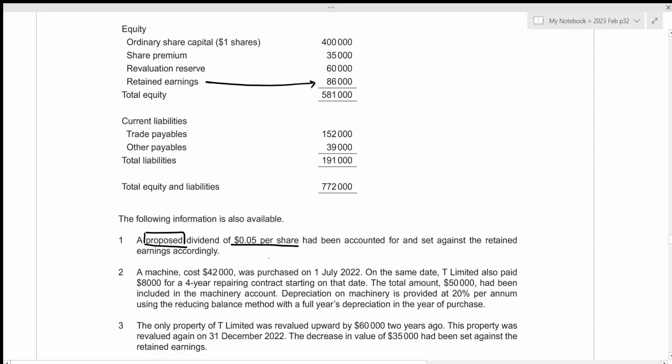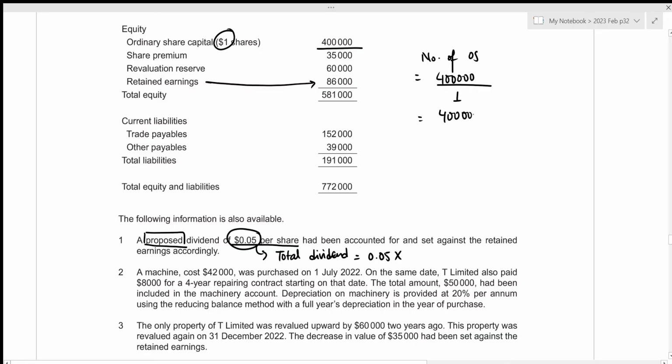So let's figure out this total dividend. Again, the total dividend is just going to be the rate per share, which in this case is 0.05, multiplied by the number of ordinary shares. So let's figure out the number of ordinary shares in this case. We always start with the total value of ordinary shares, which is 400,000, and then divide it by its nominal rate of 1 in this case, which means that the number of ordinary shares is also going to be 400,000. So that's 0.05 times 400,000, which results in 20,000.